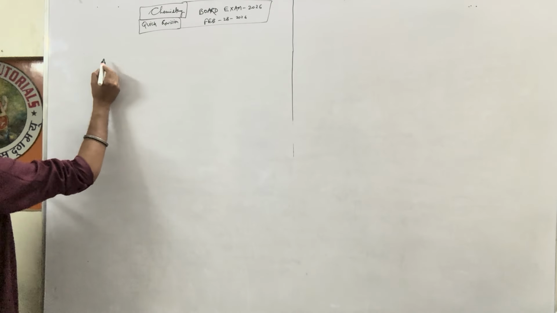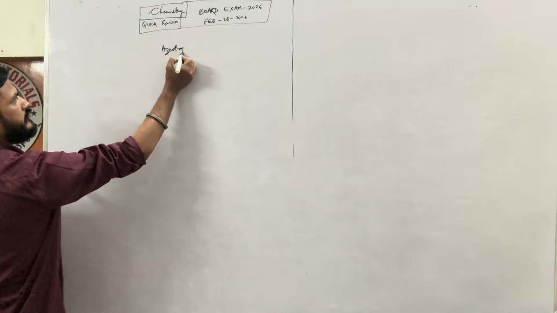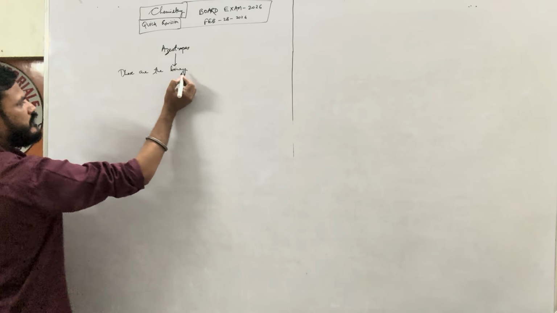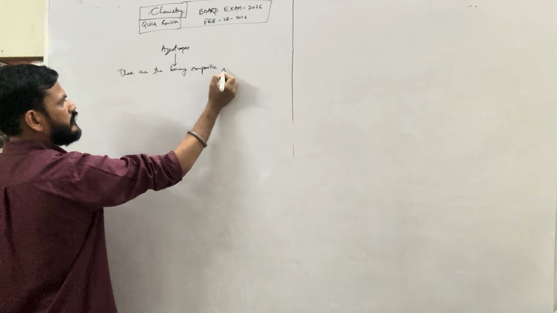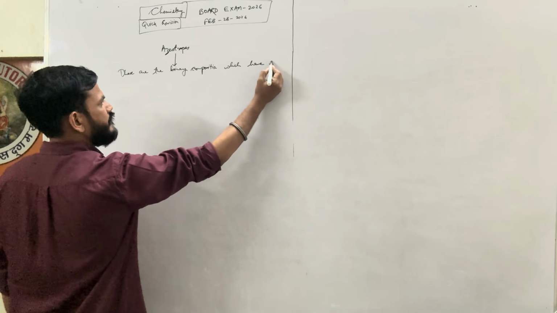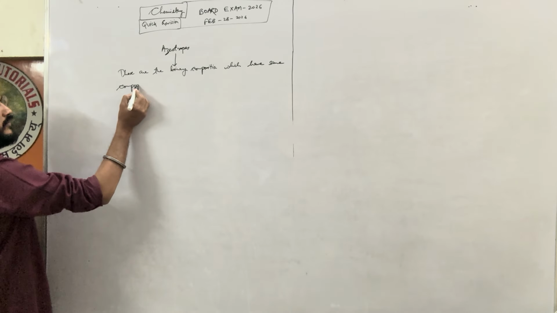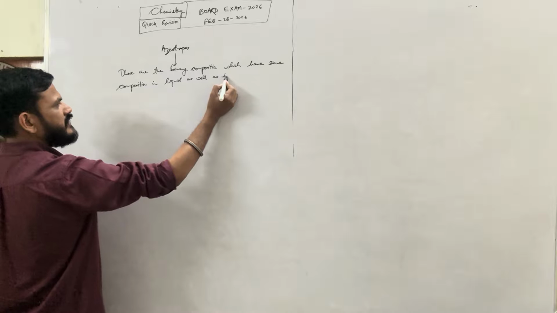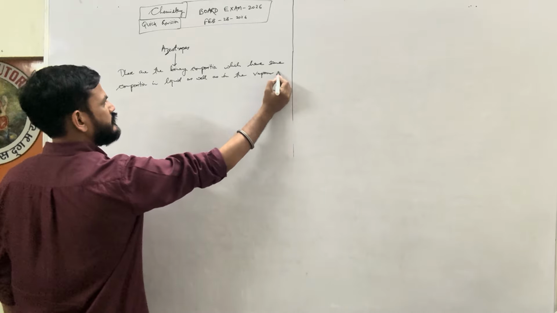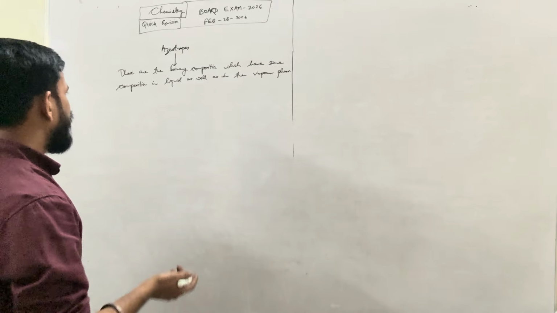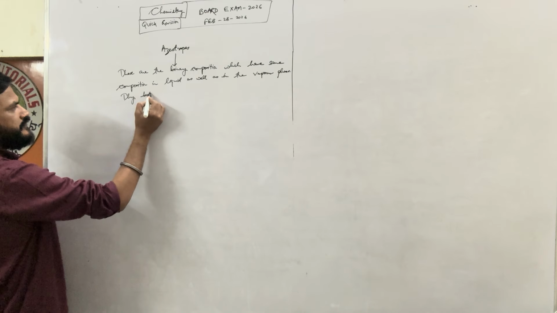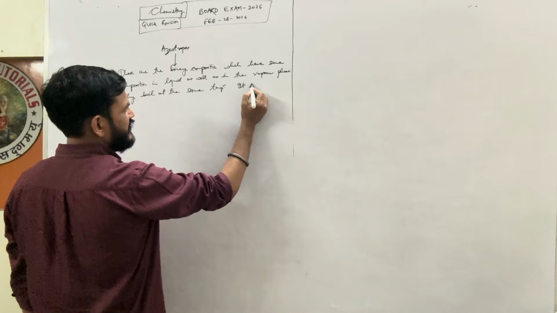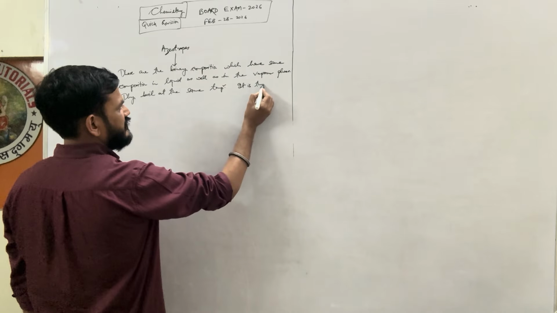What are azeotropes? Let us find out. These are binary compositions which have the same composition in the liquid as well as in the vapor phase, and they boil at the same temperature. It is thus difficult to separate them.